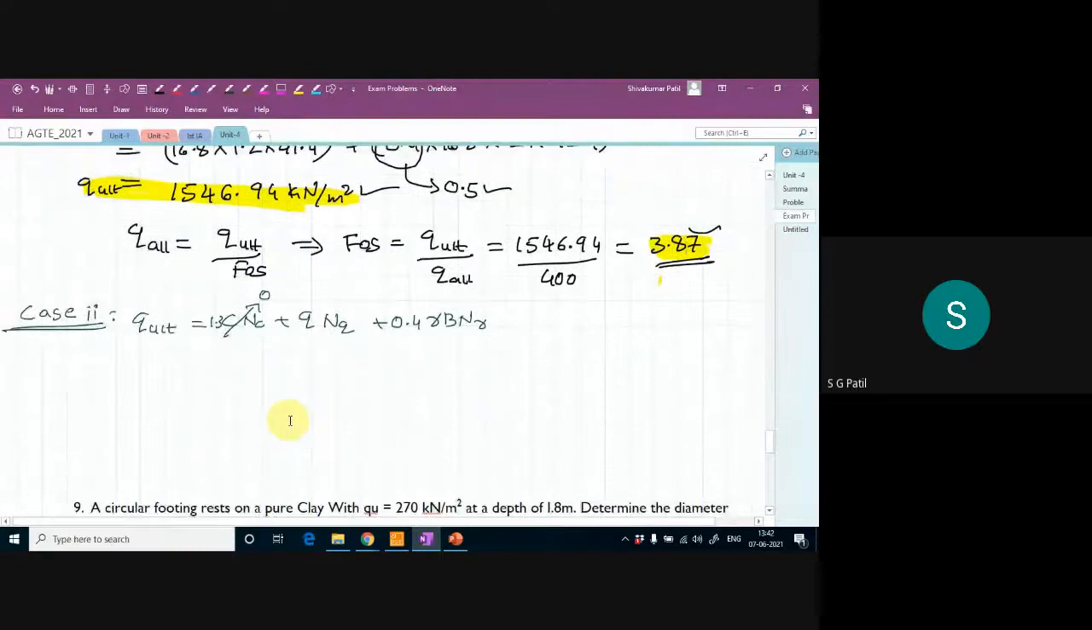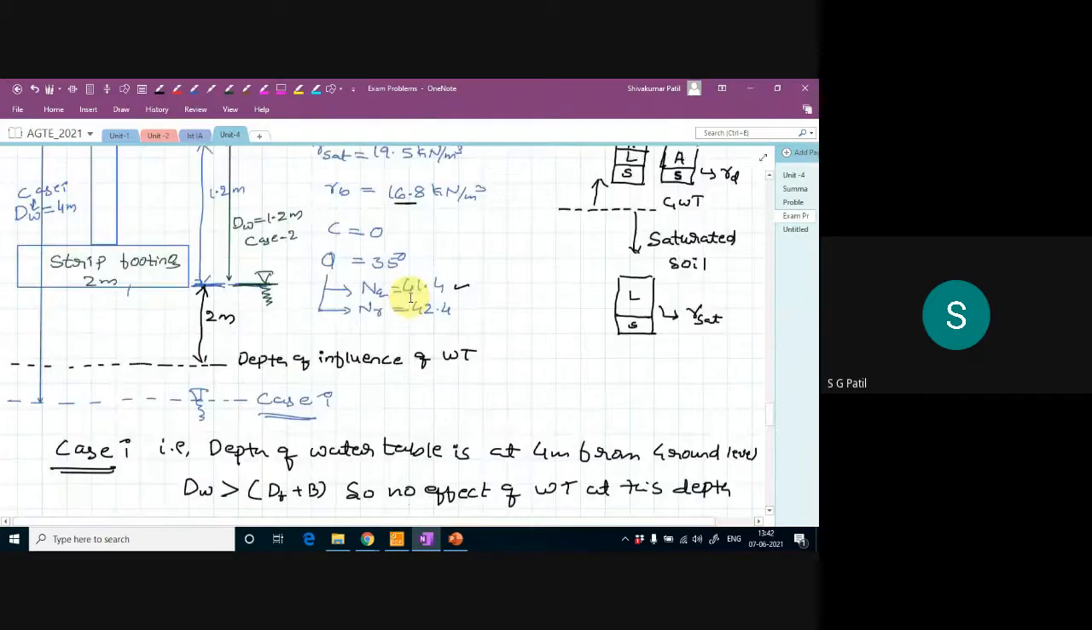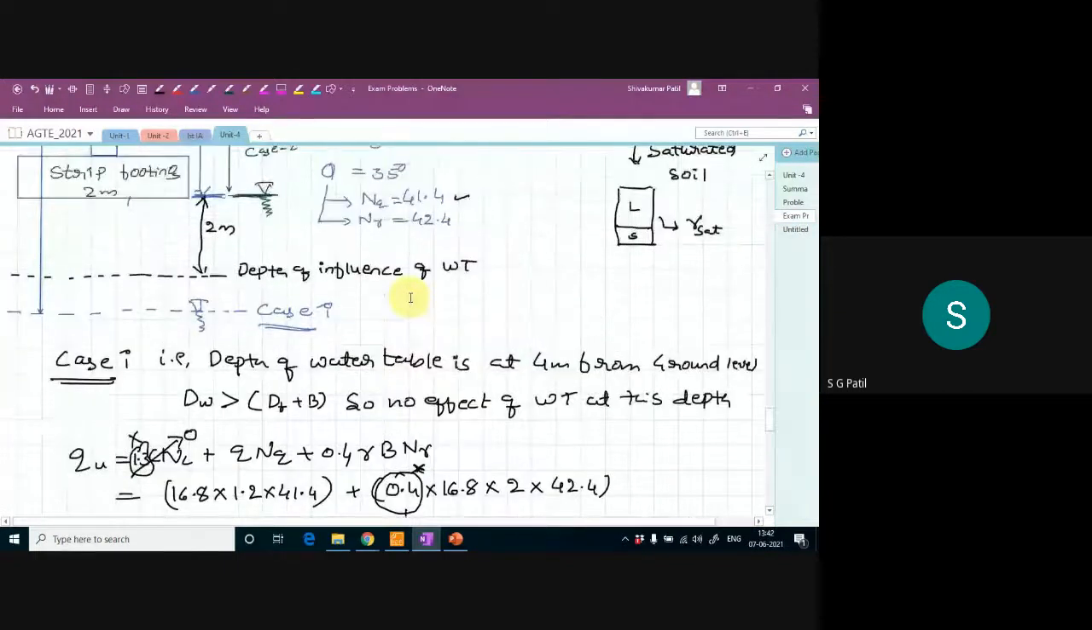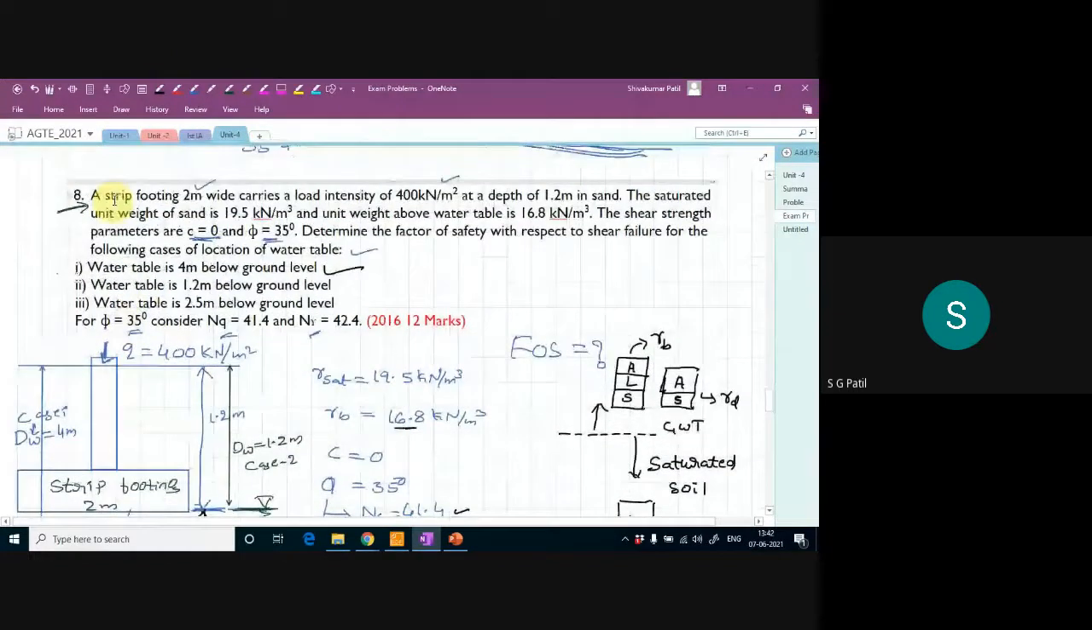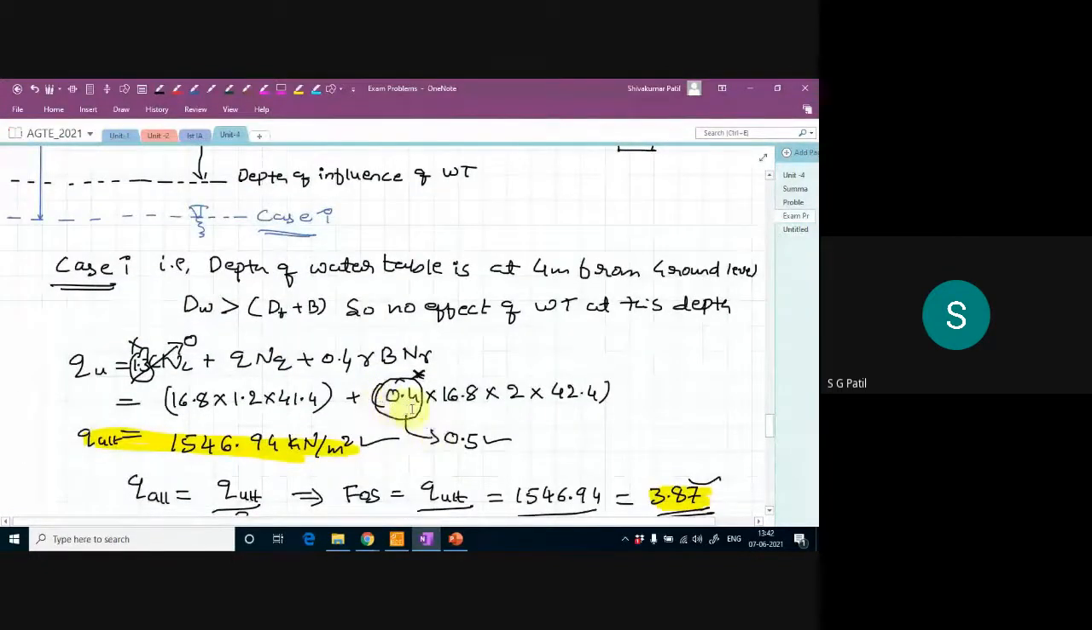Okay. So here also I should write 0.5. See, only one student has noticed whatever mistake I have done. You should read it properly. Okay, so it's a strip footing, not a square footing. Since it is a strip, your shape factor is going to change here. If you have a strip footing, the shape factor is 0.5, if you have a square footing, then the shape factor is 0.4, and if you have a circular footing, then it's 0.3.